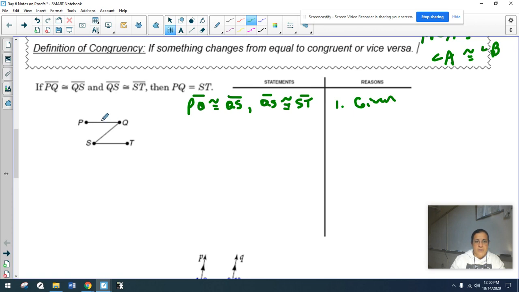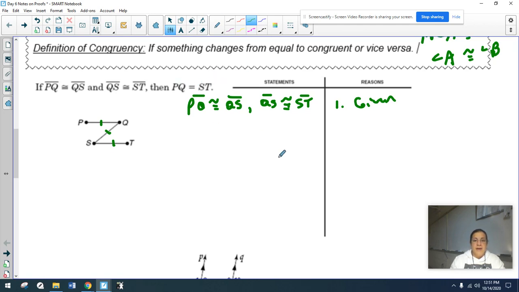Okay, and then you can mark them. So PQ is congruent to QS. And then they also say QS is congruent to ST. So all three of these are equal to each other. Here's all they're saying. They're just saying that the length of PQ is going to be equal to the length of ST. That's why there's no segment signs, because these are talking about lengths now. So the length of PQ is equal to the length of ST.